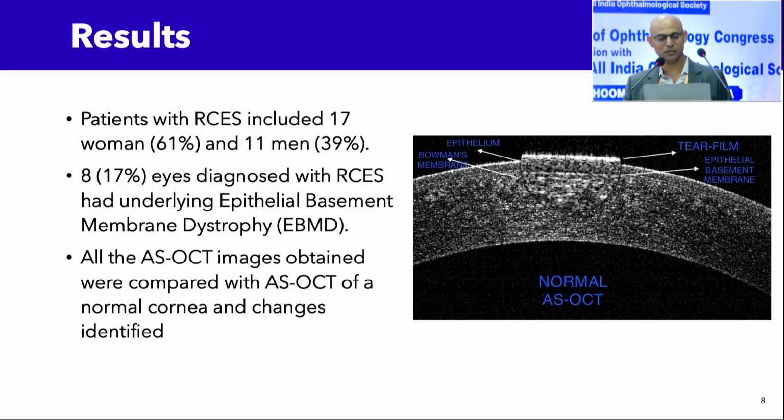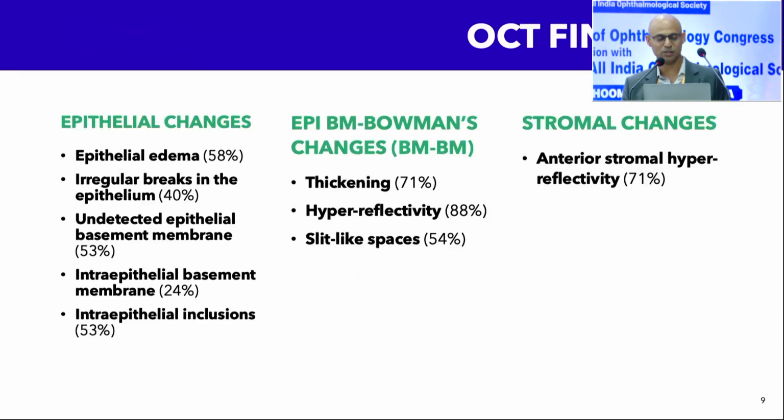8 of these patients had underlying epithelial basement membrane dystrophies, which was 17%, and all the AS-OCT images obtained were compared with normal AS-OCT images, and changes were noted. So these were the changes that were seen in the epithelium. We see changes in the epithelial basement membrane, Bowman's membrane junction, and then changes in the anterior stroma.